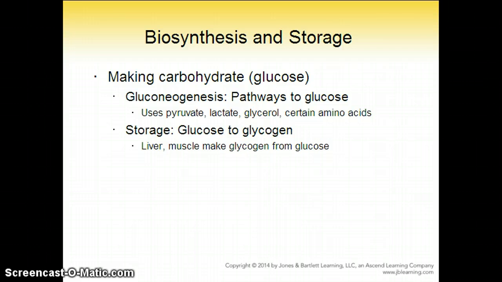Gluconeogenesis, this is the pathway to glucose. Glucose can be produced from the non-carbohydrate precursors, glycerol, and some amino acids, but not from fatty acids. And the storage is glucose gets stored as glycogen. And this occurs in the liver and the muscle.